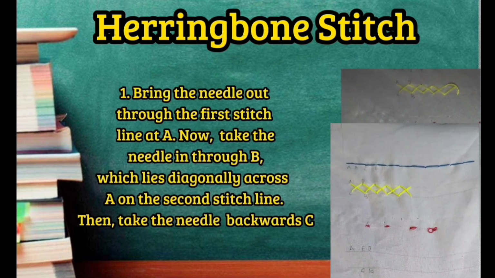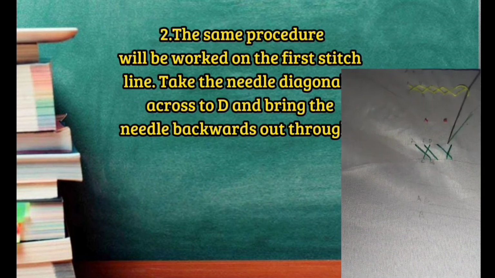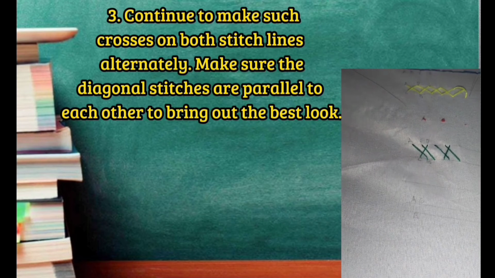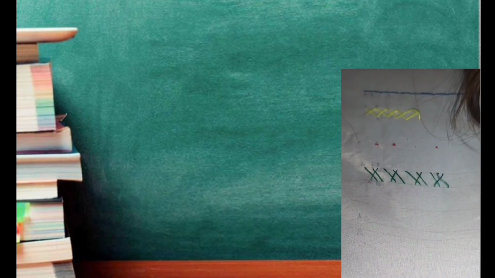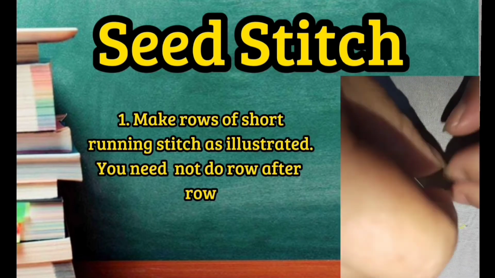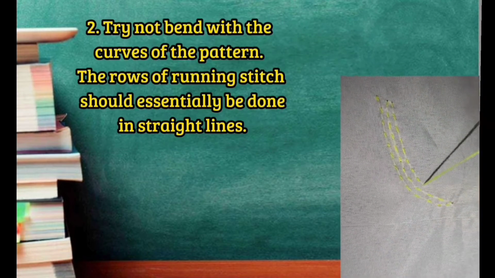Herringbone stitch. Bring the needle out through the first stitch line at A. Then repeat the procedure. Continue to make such crosses on both stitch lines alternately. Make sure the diagonal stitches are parallel to each other. Seed stitch. Make rows of short running stitches as illustrated. Try not to bend with the curves of the pattern.